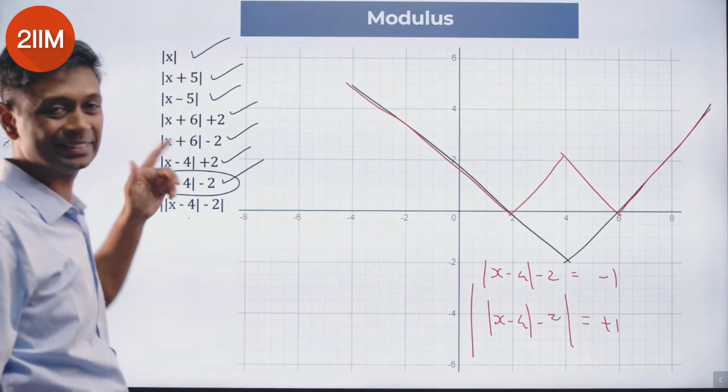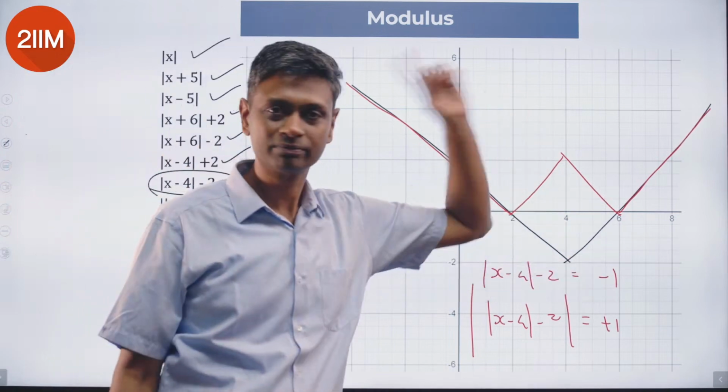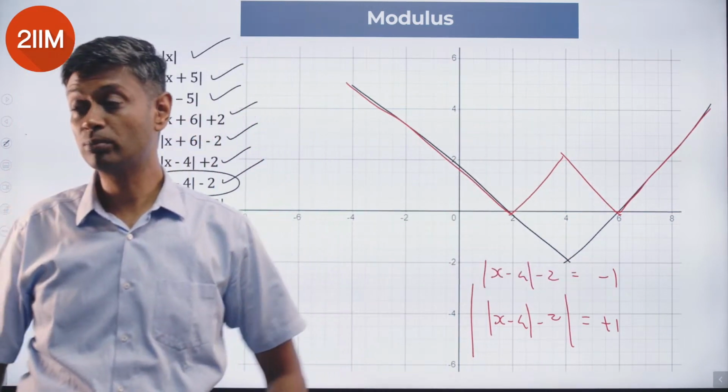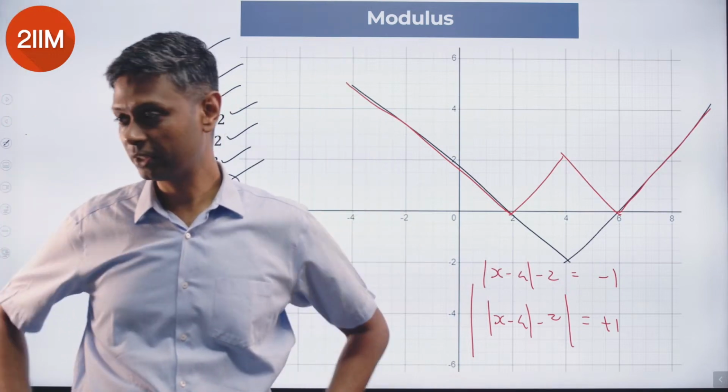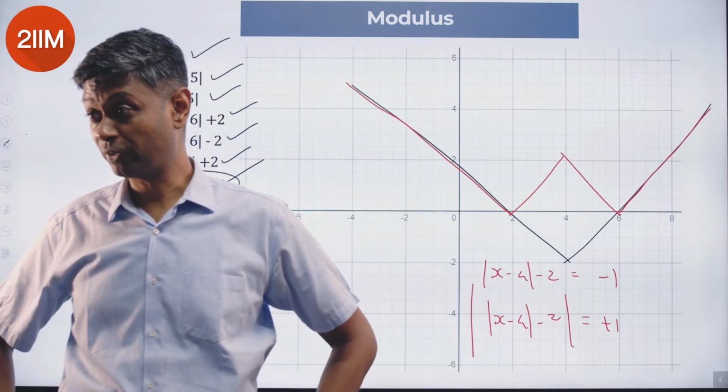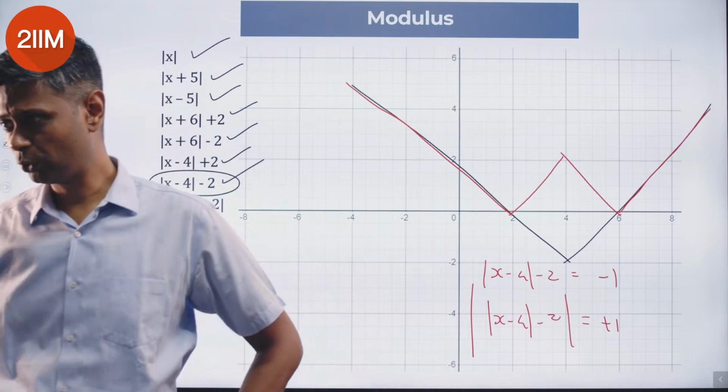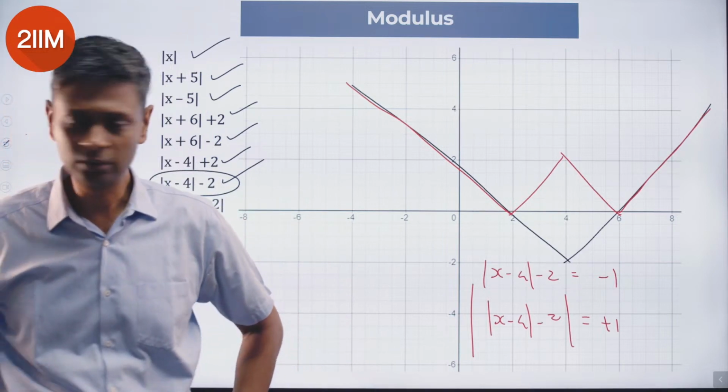The shape would be like this. It's a W. Brilliant. Y equal to modulus of x minus 4 minus 2, whole thing under modulus. That's what we're looking at. Lovely. W shape is what we're looking for. Brilliant. Quite a few of you have got it right. Just wonderful. Let's build on this.